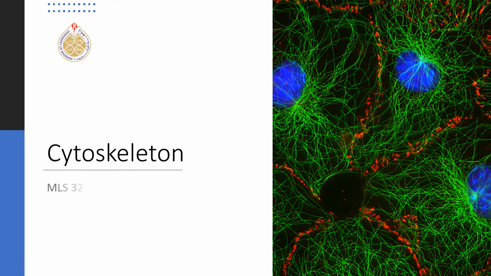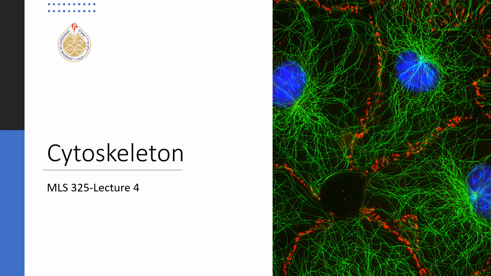We will talk today about the cytoskeleton. We will just imagine our bodies without the skeleton itself, the bone skeleton. How would it be? It will not be rigid. It will not be straight. There will not be a specific shape for it, and it's the same in the cell.